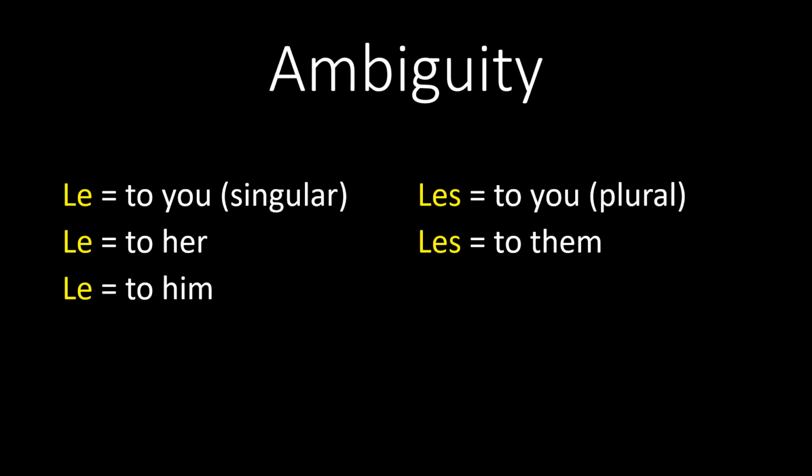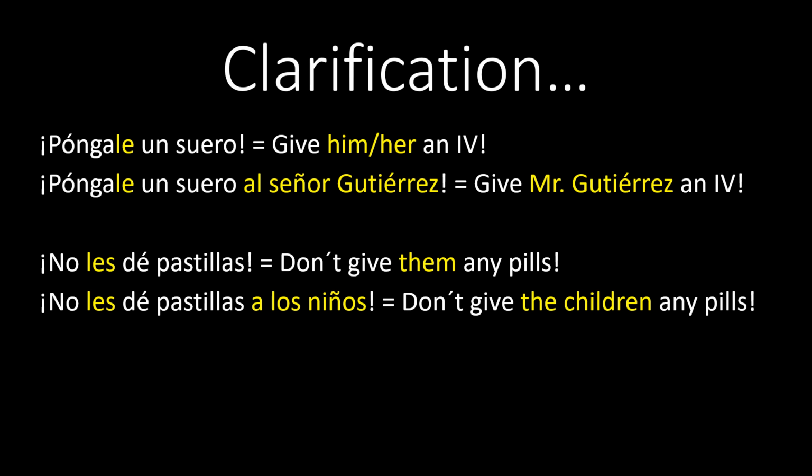Now you see some ambiguity. You see that le can mean at least three different things. Le can mean to you, le can mean to her, and le can mean to him. Likewise, les can mean more than one thing. Les can mean to you guys or to y'all, and les can mean to them. But don't worry, there is a way to clarify the ambiguity.